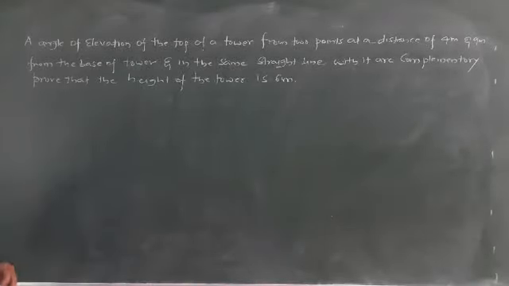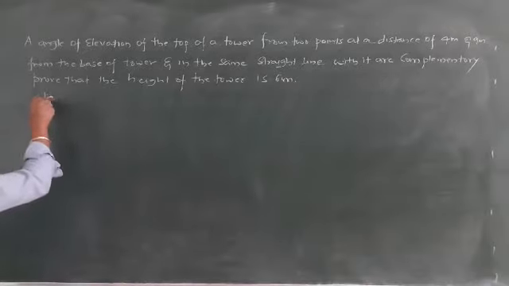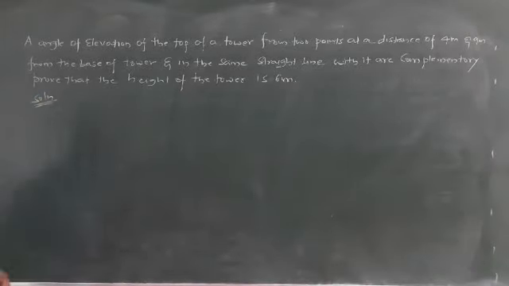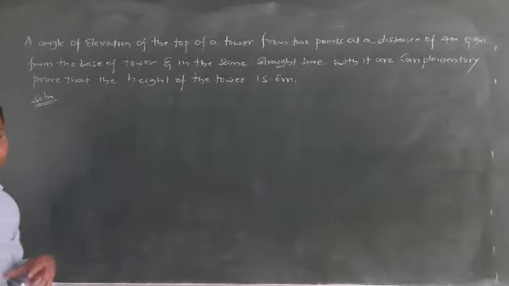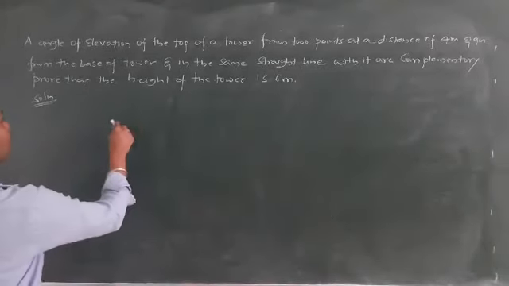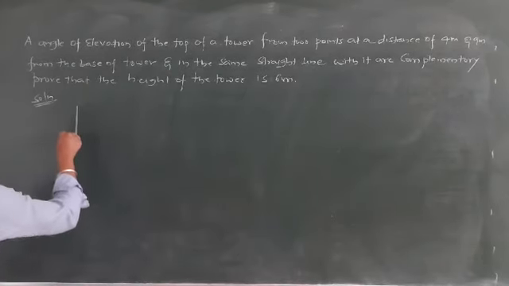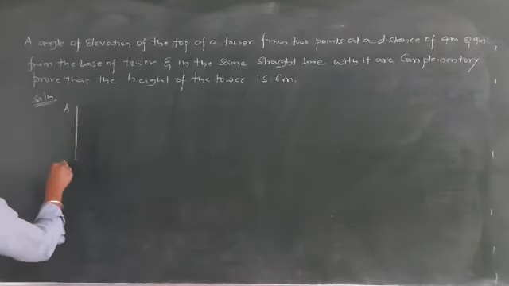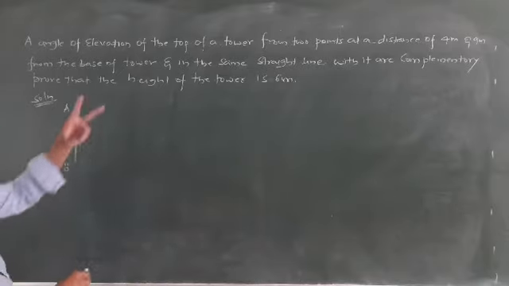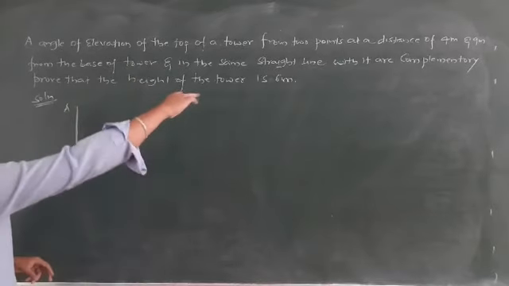Solution for this question. It is a very easy question. Before going to the solution, we need to draw a figure. So how can we draw? Let me take one tower. I'll take AB as the tower, and we have 2 points on the same straight line.